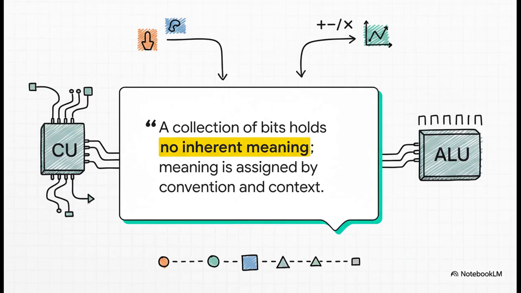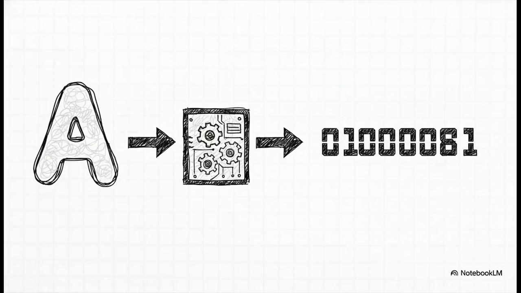So here's the bottom line, the one thing you really need to get. Bits are meaningless on their own. Their meaning is assigned to them based entirely on how and when we use them. Is the control unit looking at them? Okay, then they're an instruction. Is the math unit, the ALU, looking at them? Well, then they're just data. Context is everything. And this idea doesn't just apply to instructions and numbers.